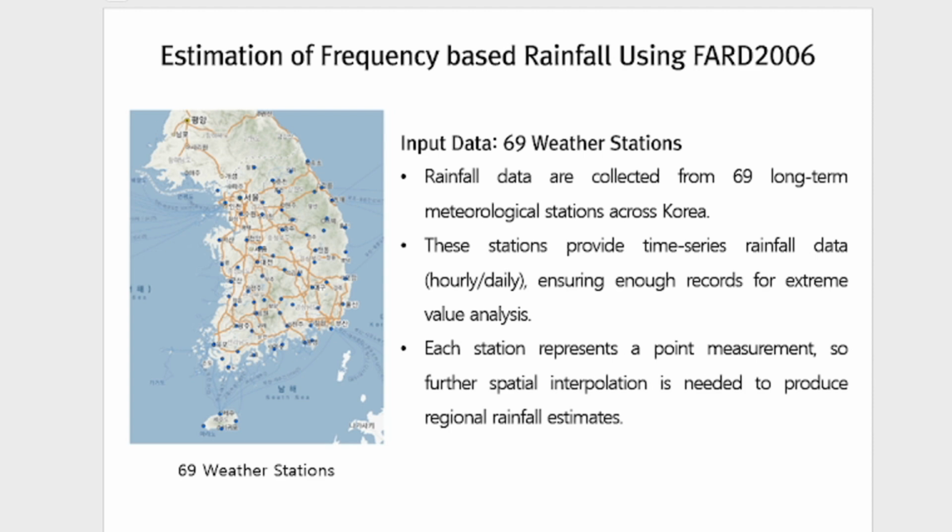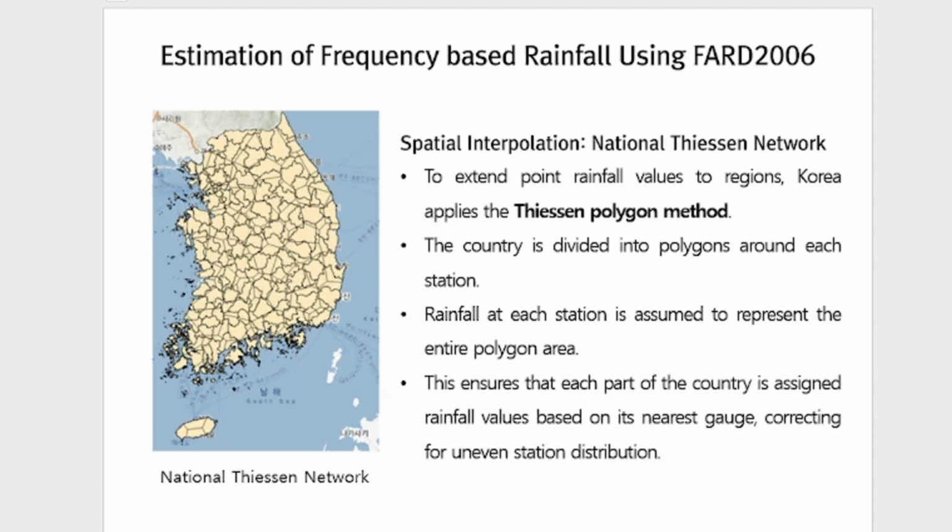So first, we have the input data, 69 weather stations of Korea. Rainfall data are collected from 69 long-term meteorological stations across Korea. These stations provide time series rainfall data, hourly or daily, ensuring enough records for extreme value analysis. Each station represents a point measurement, so further spatial interpolation is needed to produce regional rainfall estimates.